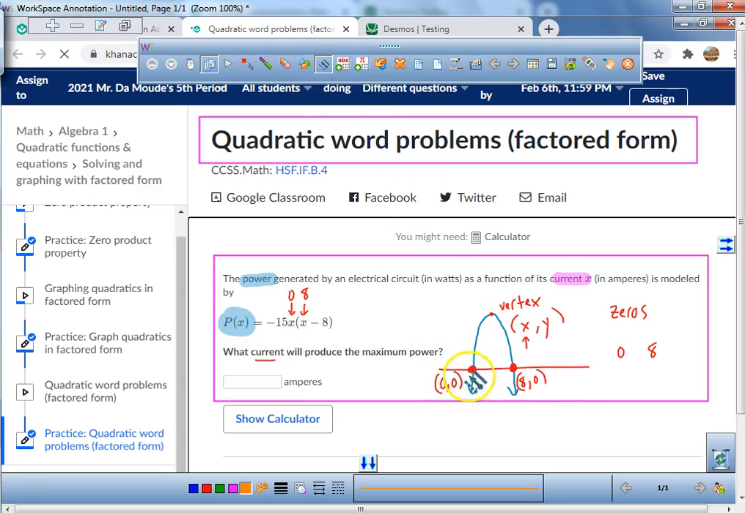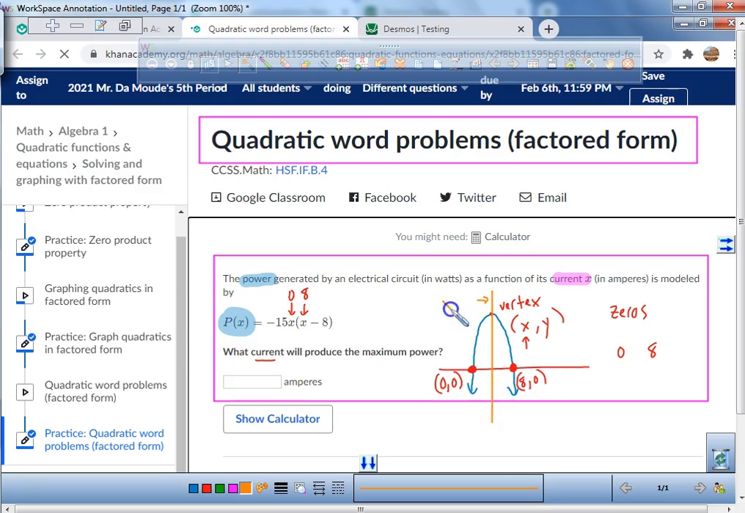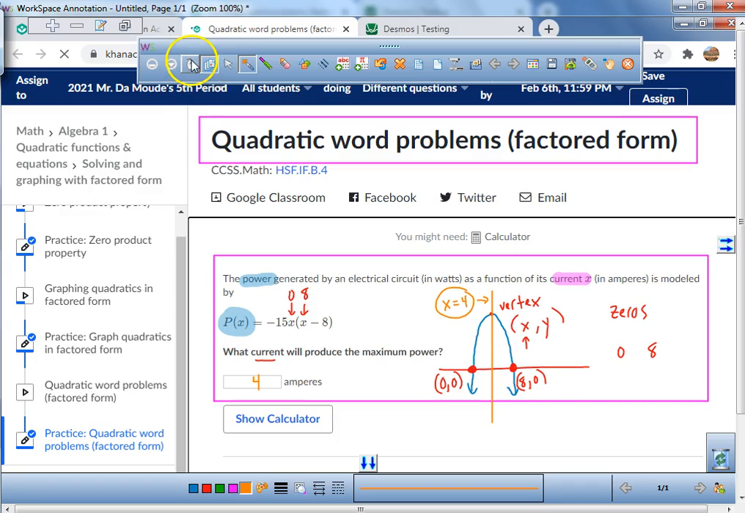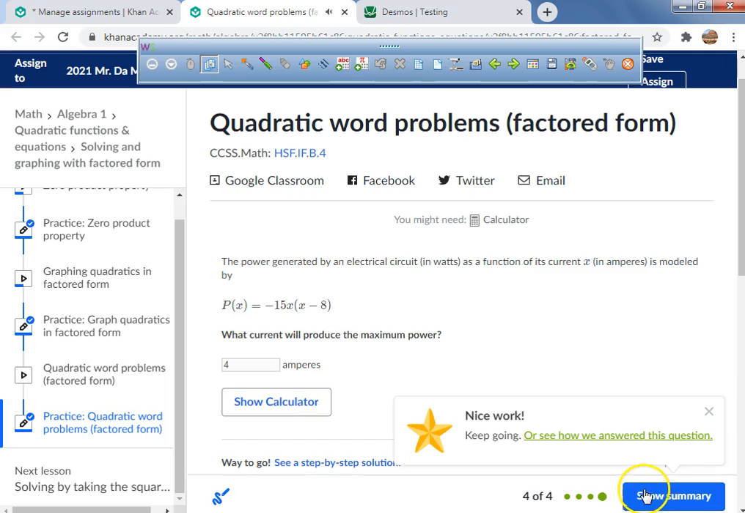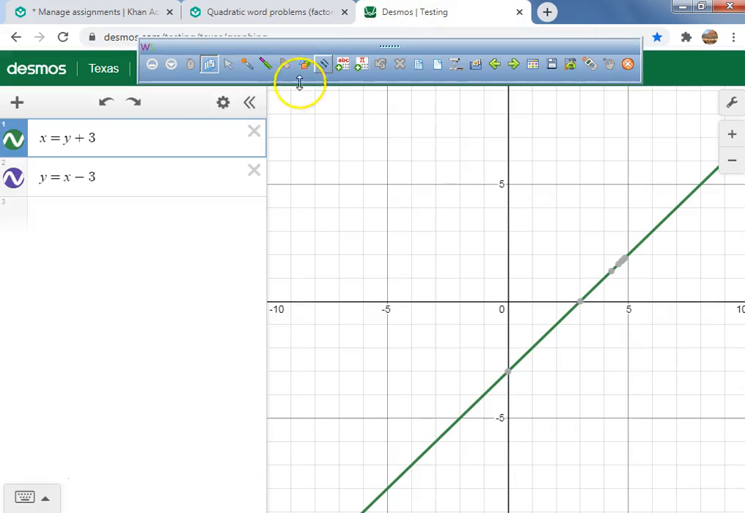Now, what perfectly always goes through the vertex? What do we call that? The axis of symmetry. So what would be the axis of symmetry that's perfectly between a 0 and an 8? You're right. It's at a 4. So I know my answer is going to be 4. So right here, I'm just going to put that the amperes would be 4 and hit check. Now, did we use any graphing calculator device? No.